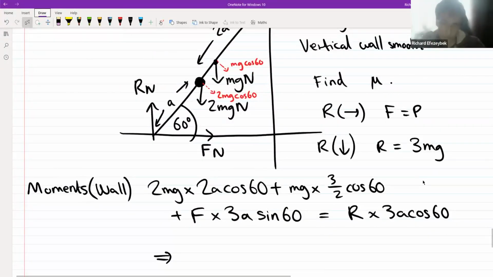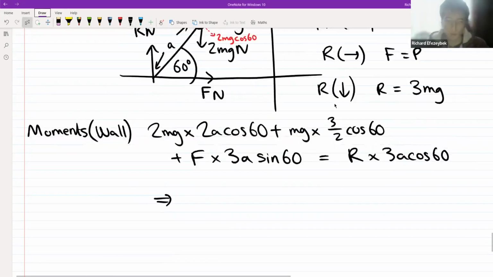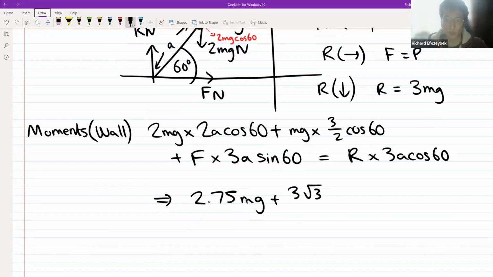So this will give us an equation that relates together mg and mu. And these mg's should cancel, giving us mu by itself. Right. So this expression should simplify to 2.75 mg. And then we have a cos 60, which is √3/2. So this will be 3√3 over 2 sine 60. No, the sine 60 is √3/2. So it's a 3√3/2 f. I'm also going to divide, should be an a there. I'm going to divide by a throughout.